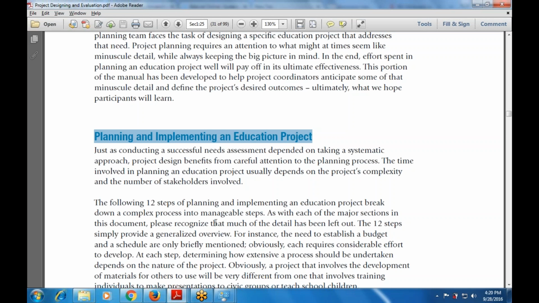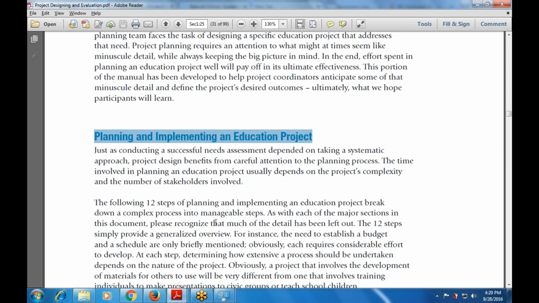And there are a total of 12 steps to planning and implementing a project, broken into multiple categories, as with each of the major sections in this document. Please recognize that much of the detail has been left out, and these are just an overview of these steps. So what are the various steps used in the planning and implementation of education projects? For example, the need to establish a budget and a schedule are only briefly mentioned, and that also requires considerable effort to develop.